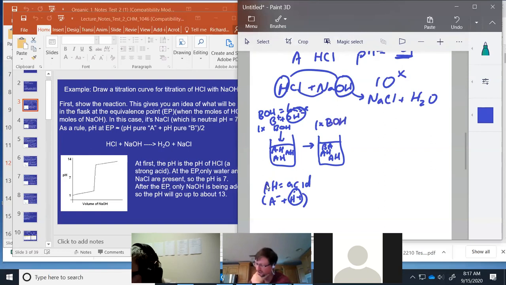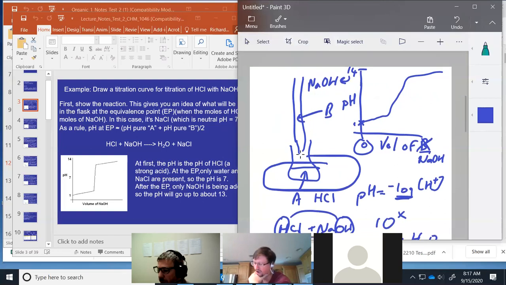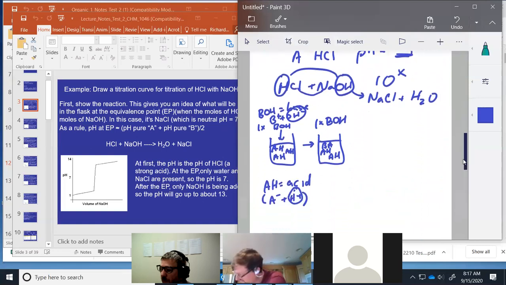All right, so I'll add another BOH in. See, what am I doing here? Well, I'm doing sort of what we would do in a regular titration, where we would add the base through the burette down into the HCl, and we do it slowly. So we add 1, then we add another one, and we add another one until we get to this end point here. You've all done titrations before, so you're familiar with that concept, I think.